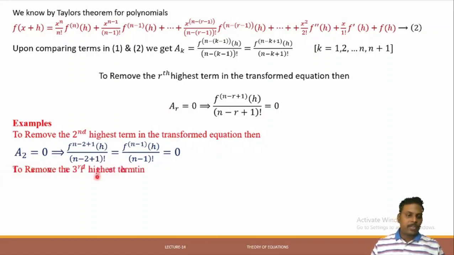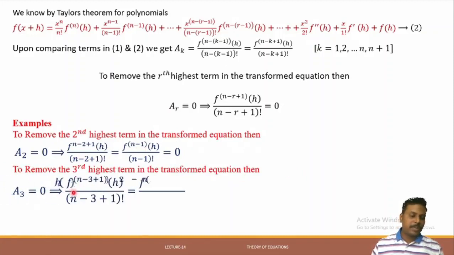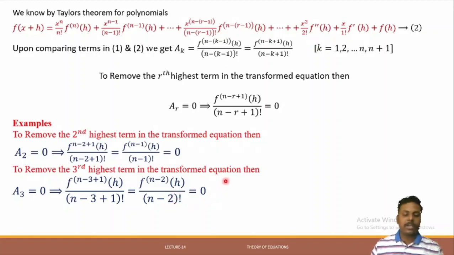Now next one, to remove the third highest term in the transformed equation, you have to substitute r is equal to 3. Upon substituting r is equal to 3, you get the n minus 2th derivative of f evaluated at h divided by n minus 2 factorial must be equal to 0.